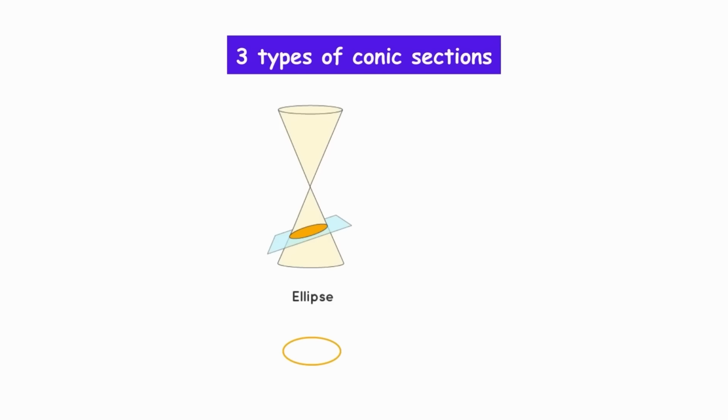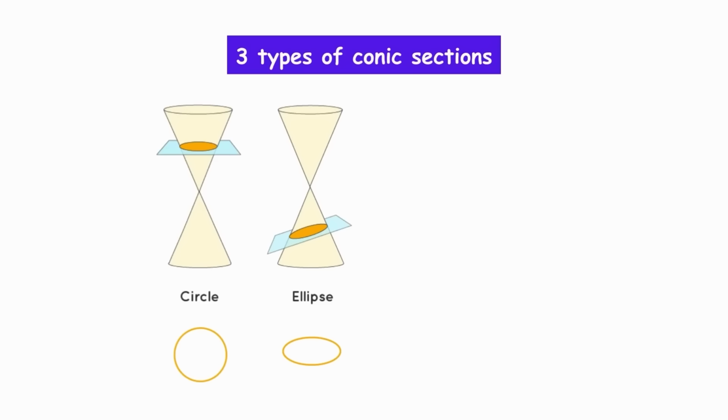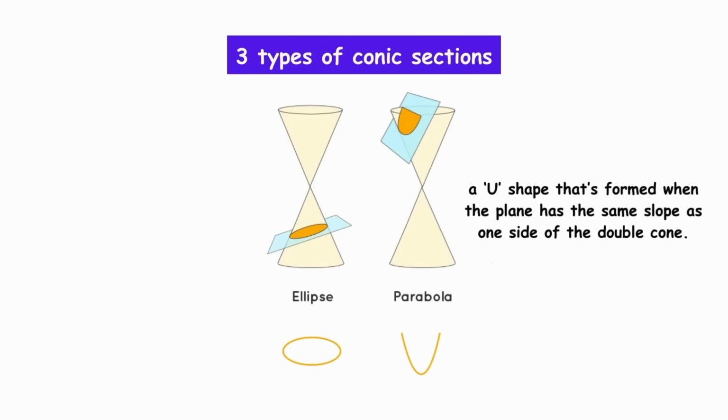In that case, there are three possible types of conic sections. The first is the ellipse, which can be obtained with a plane whose slope is gentler than that of the cone. A circle can also be considered an ellipse, though it is sometimes considered separately. The second type of conic section is the parabola, a U shape that's formed when the plane has the same slope as one side of the double cone.